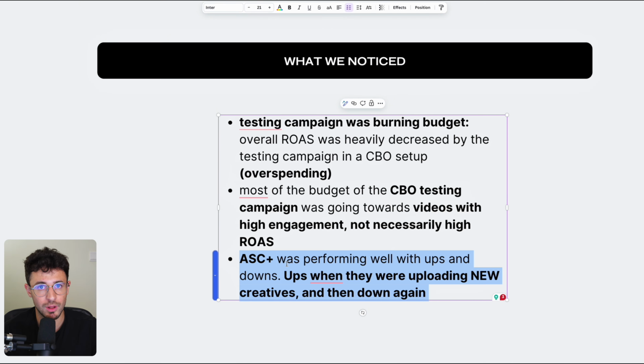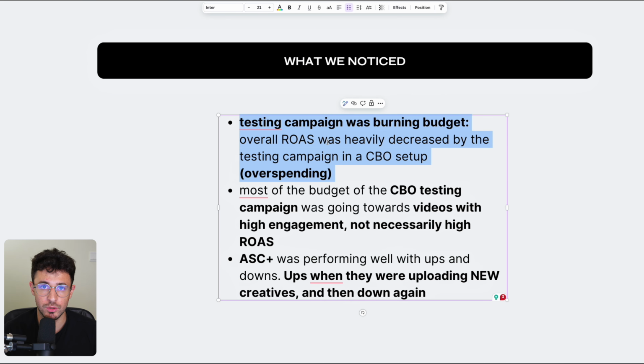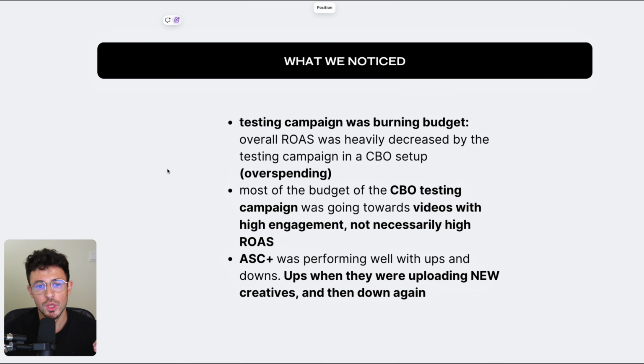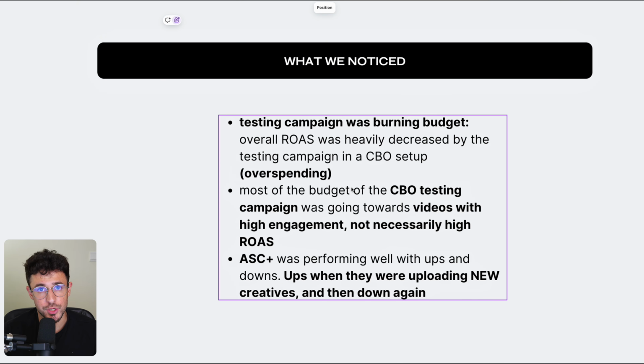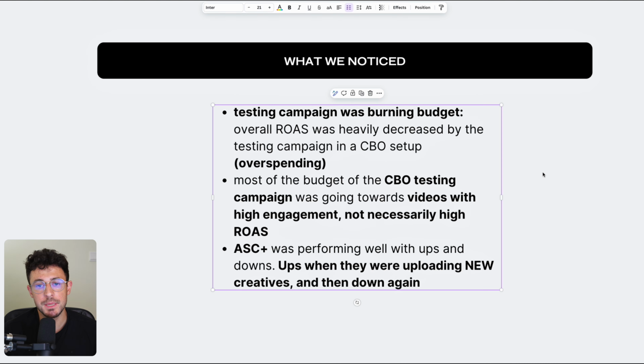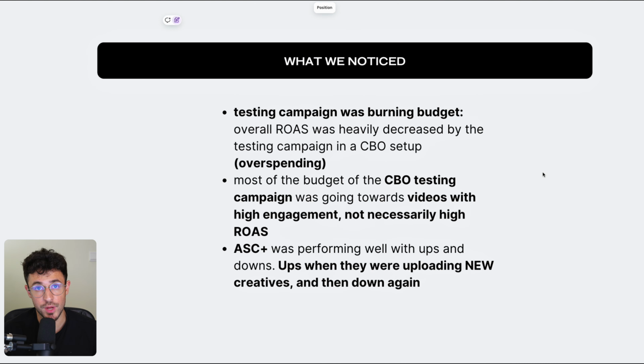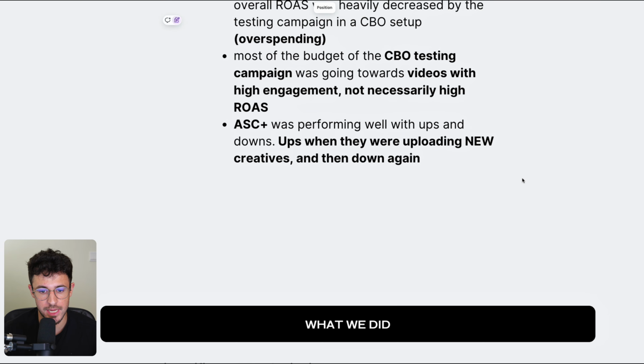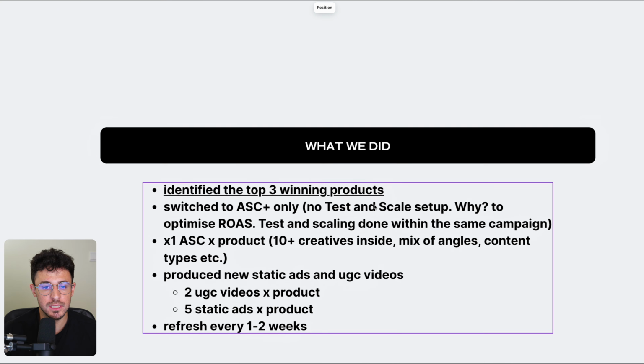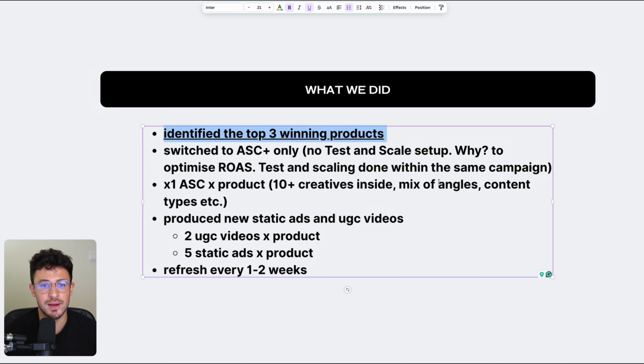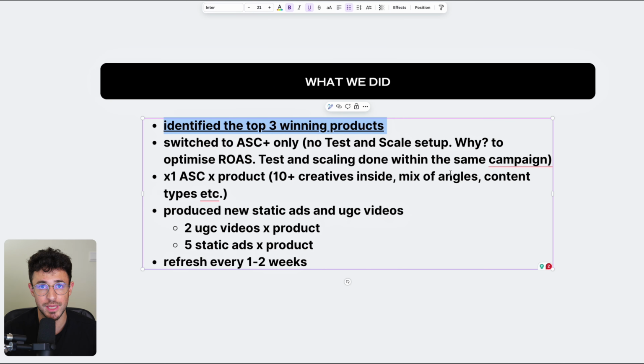But the overall ad account return on ad spend, which is the one that we care about, not just the return on ad spend of a single campaign, was heavily decreased by the CBO testing campaign. So we started thinking about an approach that could fix this: how we could minimize the testing risks while increasing the overall ad account return on ad spend. The first thing that we did was identify the top 3 winning products. As I mentioned before, they had over 30.